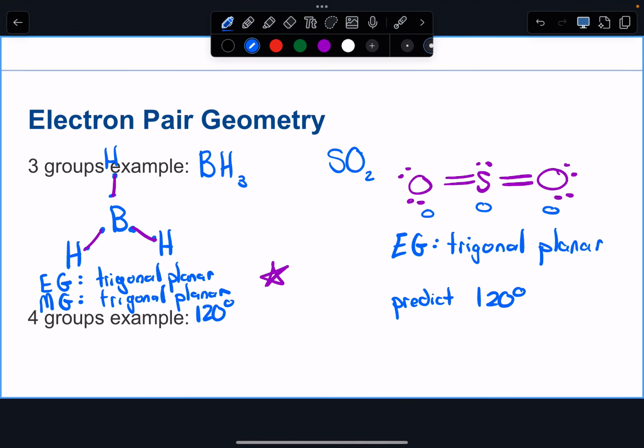So back to this. The molecular geometry, we call it bent. And the real angle is slightly less than 120 degrees.